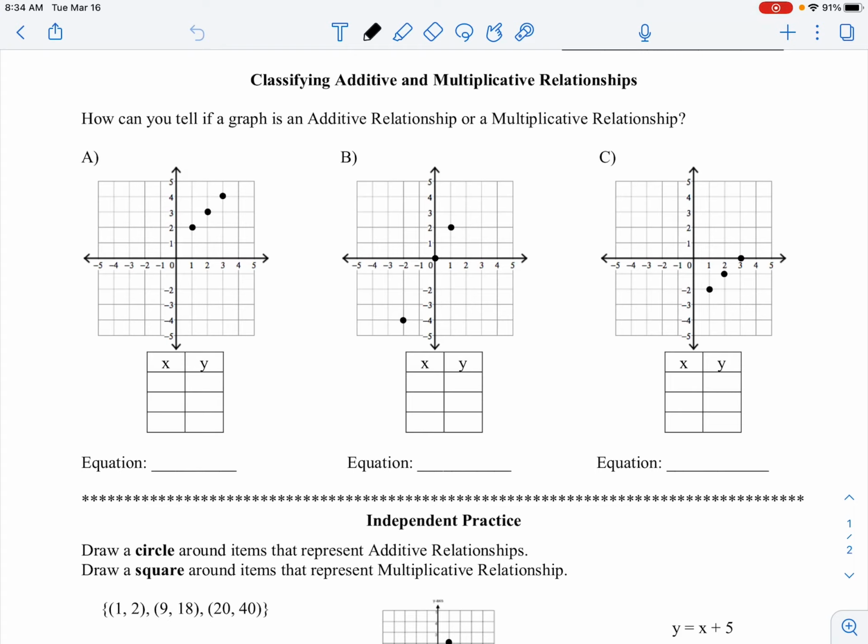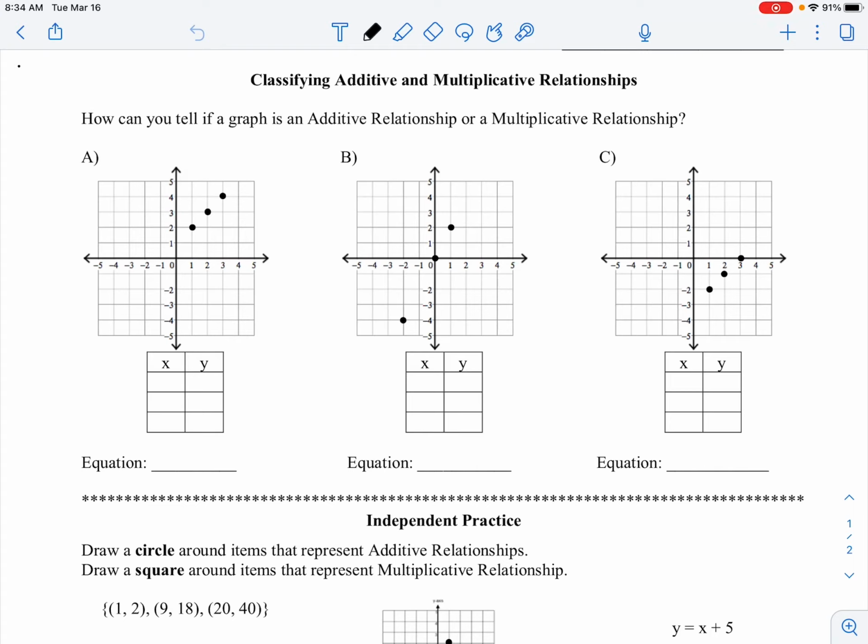Today is going to be really quick here. So we're just going to talk about classifying additive and multiplicative relationships. So we talked a bit about this yesterday. So basically we want to see how can we easily tell the difference between an additive or multiplicative relationship, whether we have a graph, a table, or an equation.